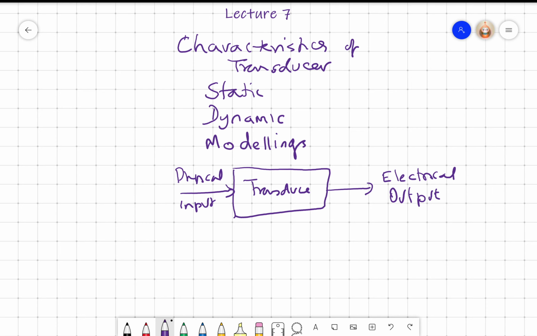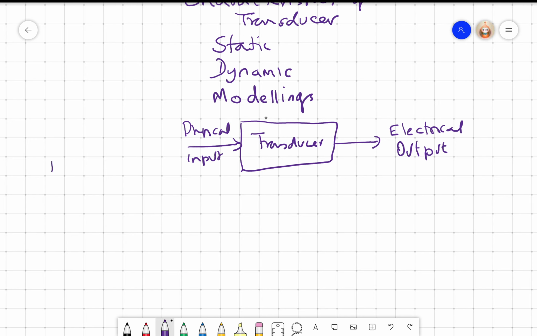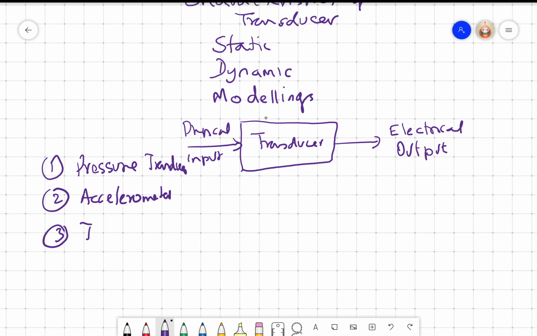Okay, the way that we can learn about transducers, we look at the input and study all pressure transducers, or we study all accelerometers, or we study all temperature transducers, right, or all flow transducers.